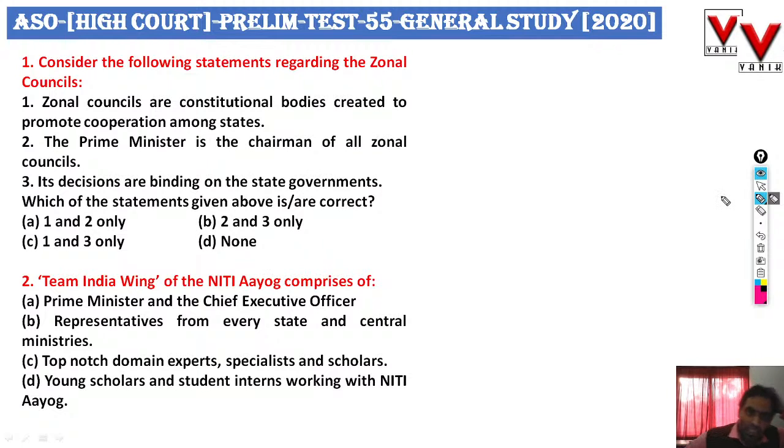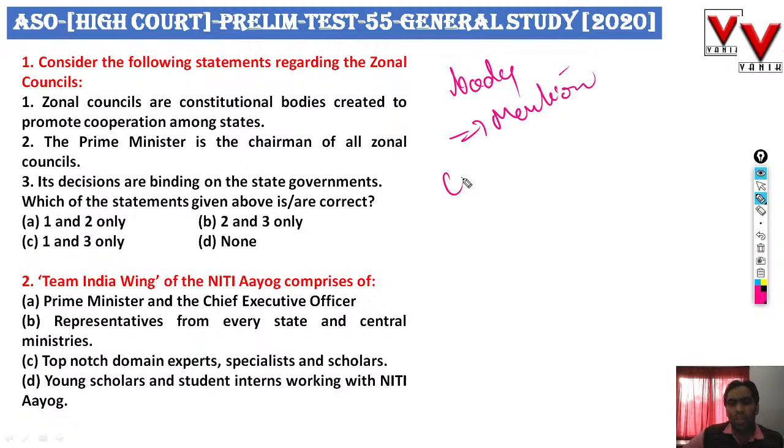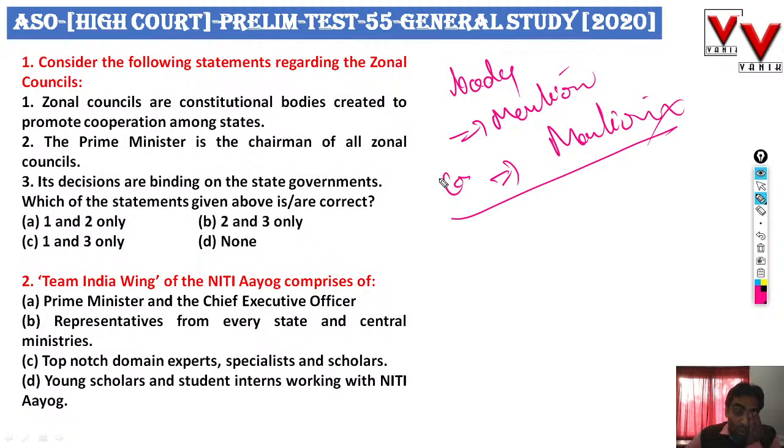The very first question is: consider the following statements regarding the General Council. The General Council is a constitutional body created to promote cooperation among the states. This is correct, that it was created to promote cooperation among the states, but it is not constitutional. What is the meaning of constitutional body? A constitutional body is one which is mentioned in the constitution. The General Council is not constitutional because it is not mentioned in the constitution. So the first statement is wrong.